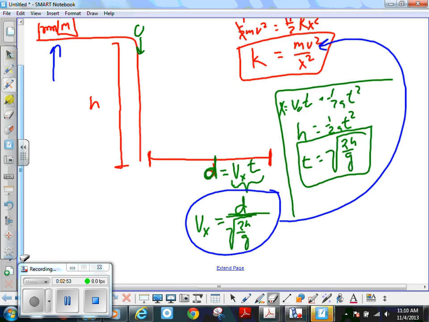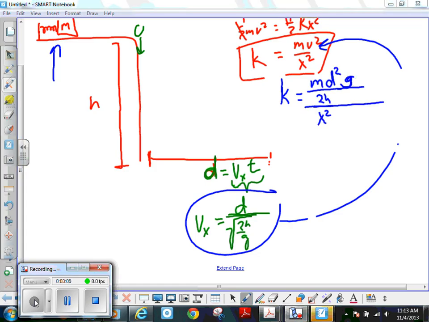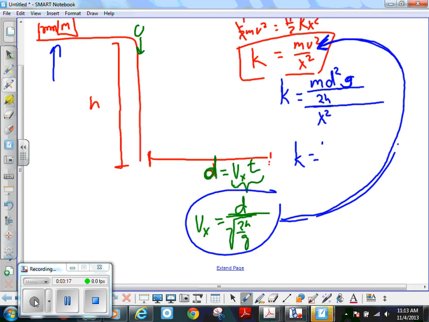So if we want to plug that in, we can have a better answer for the spring constant. That's a little k, is equal to, okay, so you just plug in here and do a little bit of algebra, and I guess the final answer then is m d squared g over 2 h x squared. And that should be our spring constant unless I messed up on the algebra.